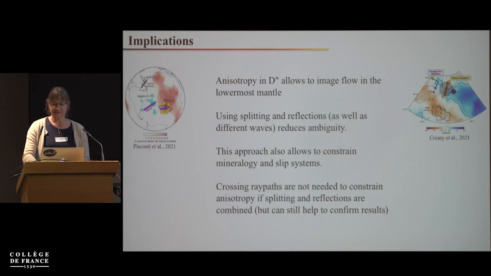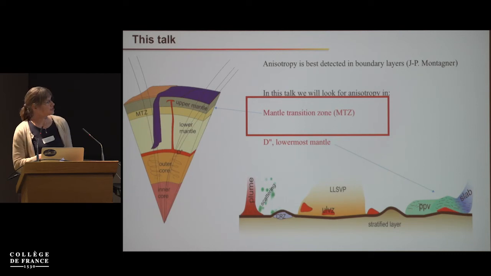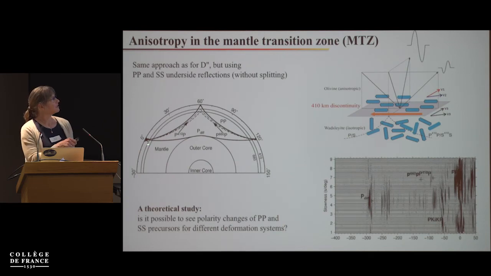So we then thought, is it possible to look at that in the mantle transition zone as well? We use a similar approach, but now we're using underside reflections. These come as precursors to the waves PP and SS. So we call them P410P and P660P, although I'm only looking at 410 at the moment. And in this case, we assume that olivine is aligned, and in the first step, we take wadsleyite as isotropic.